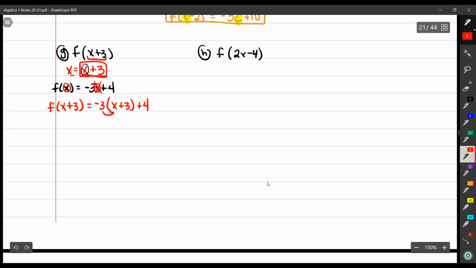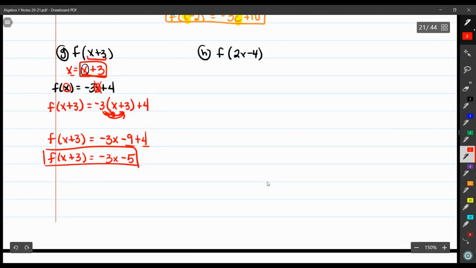Okay, and now we're going to distribute. We're going to simplify this guy down. So f of x plus 3 equals negative 3 times x made negative 3x. Negative 3 times 3 is a negative 9. Drop the plus 4. And then combine if you can. You may not be able to, but this time we can. Negative 9 plus 4 makes negative 5. So f of x plus 3 turns out to be negative 3x minus 5.